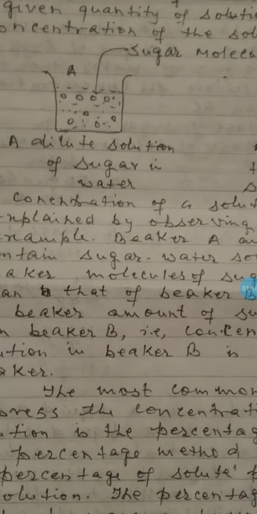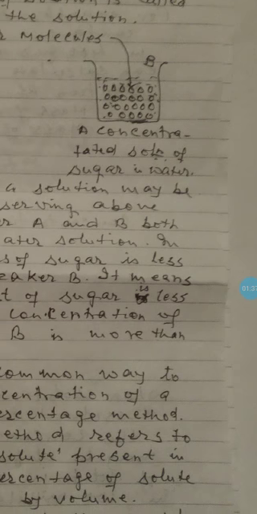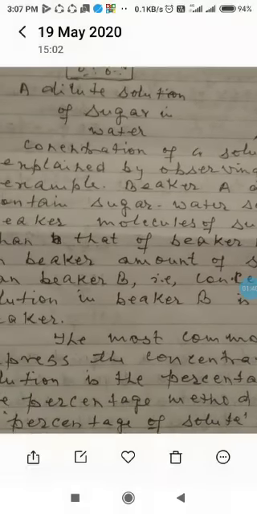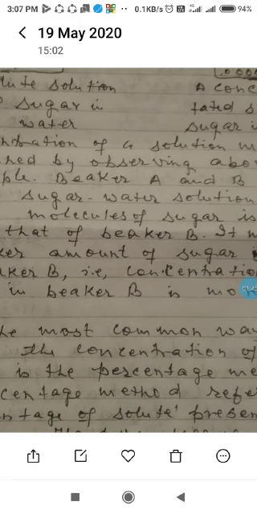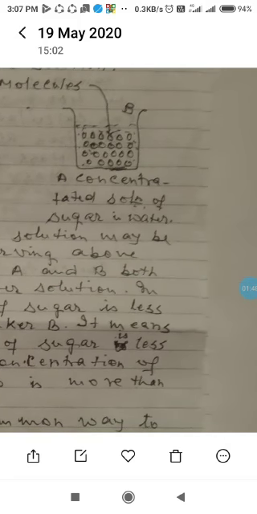Here, pictorially we can express it. In beaker A, the amount of sugar particles is less. Here the big points are sugar molecules, and these are the sugar molecules present in beaker B. So we can say that the concentration of beaker A is less than beaker B.